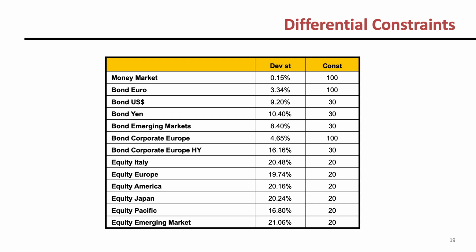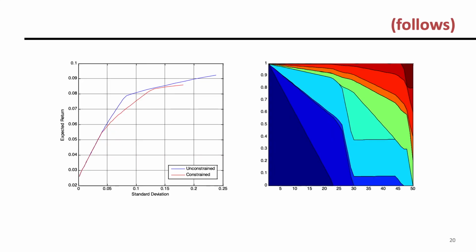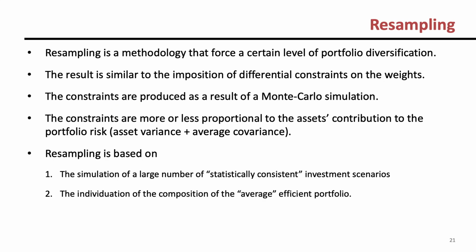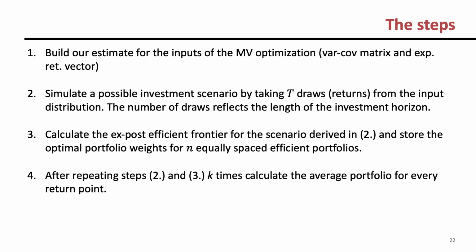Now, resampling is basically an algorithm that is going to make these choices for us. So the result of resampling is going to be something that looks roughly like this, but the constraints are chosen automatically by the algorithm, and they are going to be more or less proportional to the volatility of the asset classes. The more volatile an asset class is, the more constraint it's going to get. The less volatile an asset class is, the less constraint it's going to get.